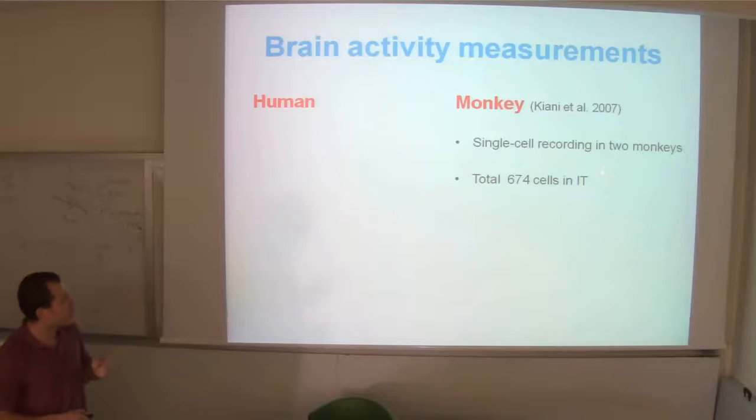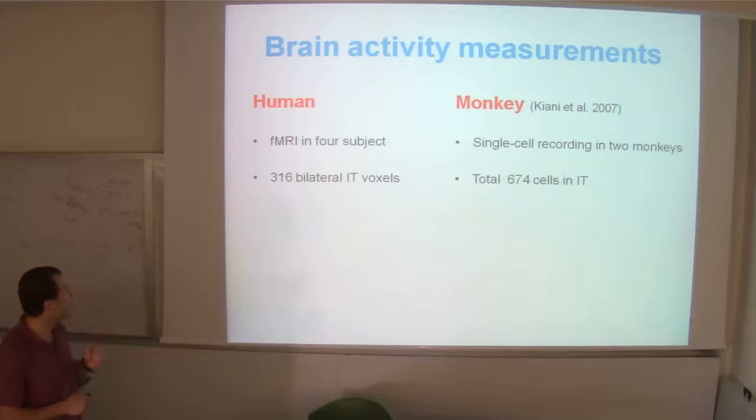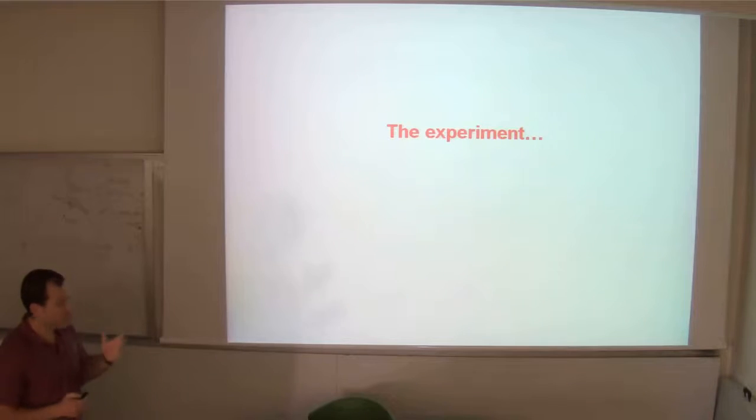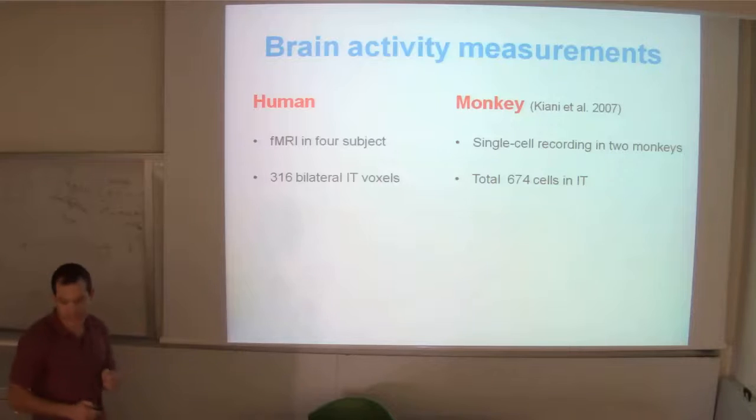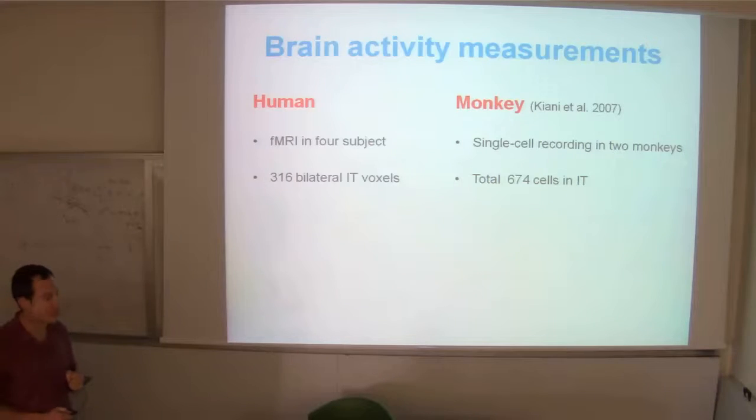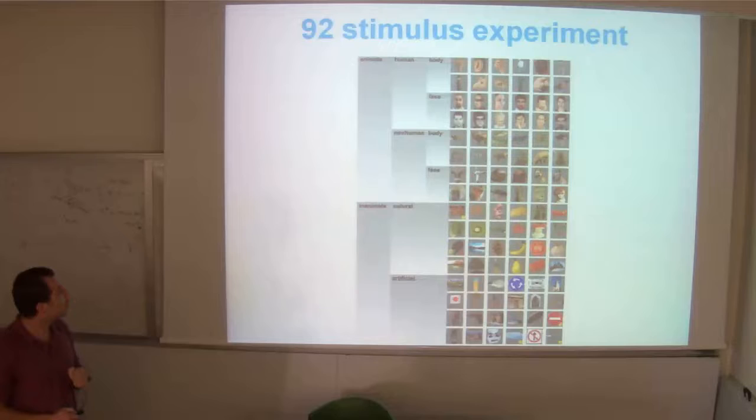In a monkey, we had single cell recording in 2 monkeys with a total of 674 cells. In human, they did fMRI with 316 voxels. So now let's go to the experiment. That's the size of the vector n, right? Yes, this is the size of 2 vectors. So let's go to the experiment.